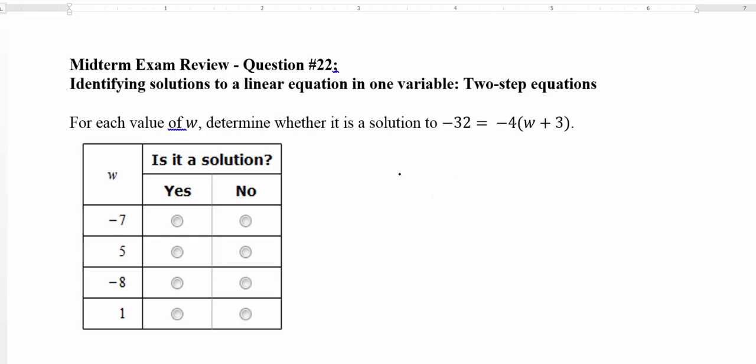So if I say I have negative 32 equals negative 4 times this, I'm going to go ahead and distribute. So that becomes negative 4w minus 12.